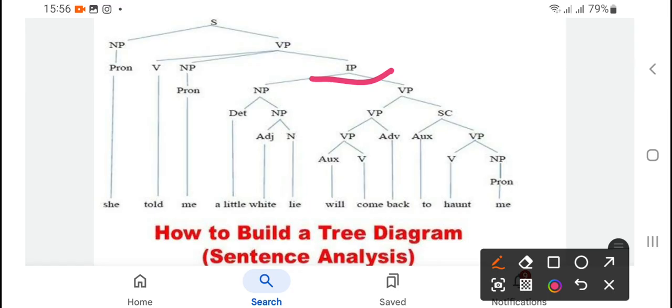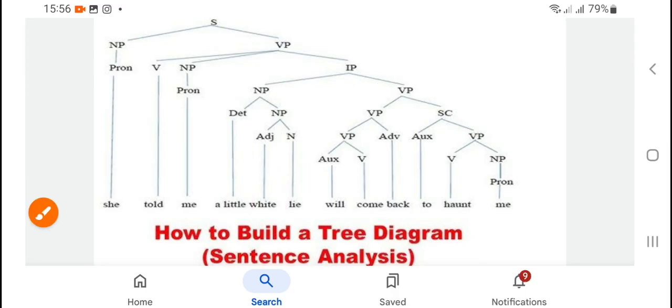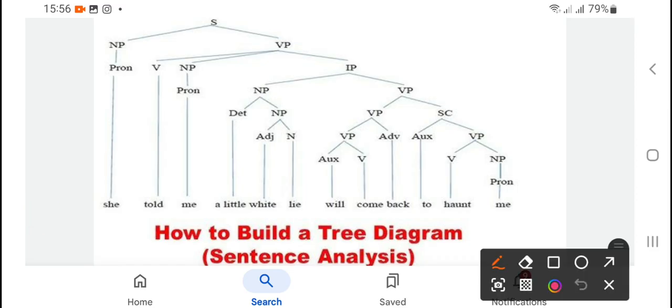That is noun phrase. Why? A little white lie, noun phrase. A little, determiner, white, adjective, lie, noun, I told you meaning, सफ़ेद झूठ. Then will come back, right? So what is will come back? That is will auxiliary, come back, right? Come is verb and back is adverb of place.